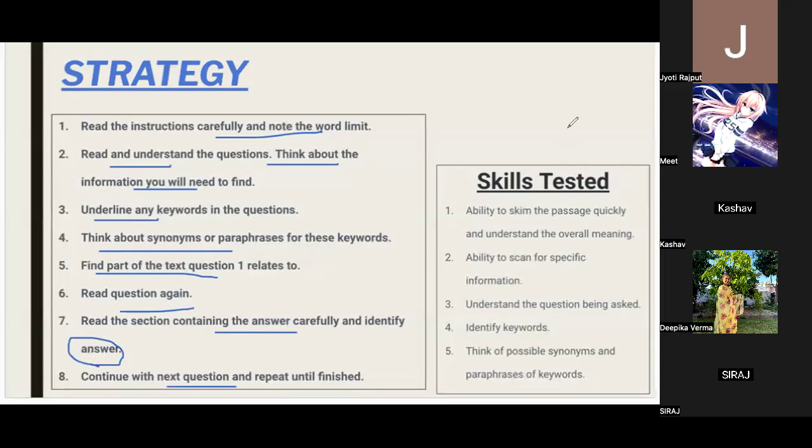नाउ व्हाट स्किल्स आर टेस्टेड? आपकी कौन सी स्किल्स यहाँ पे टेस्ट हो रही है? फर्स्ट इज कि आप पैसेज को स्किम कर रहे हो क्विकली या नहीं, अंडरस्टैंड कर रहे हो ओवरऑल मीनिंग को. सो दीज स्किल्स आर बीइंग टेस्टेड इन दिस टेस्ट. स्कैनिंग फॉर स्पेसिफिक इंफॉर्मेशन, अंडरस्टैंड द क्वेश्चन बीइंग आस्क्ड, कीवर्ड्स आइडेंटिफाई करना, पॉसिबल सिनोनिम्स के बारे में समझना, एंड paraphrasing also. So all these skills are tested in your reading exam. Okay.